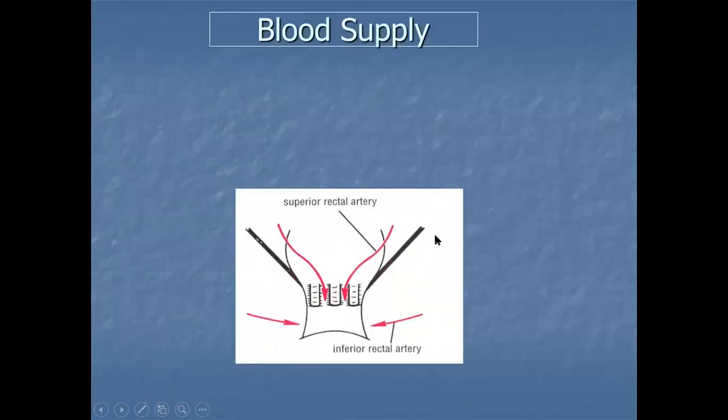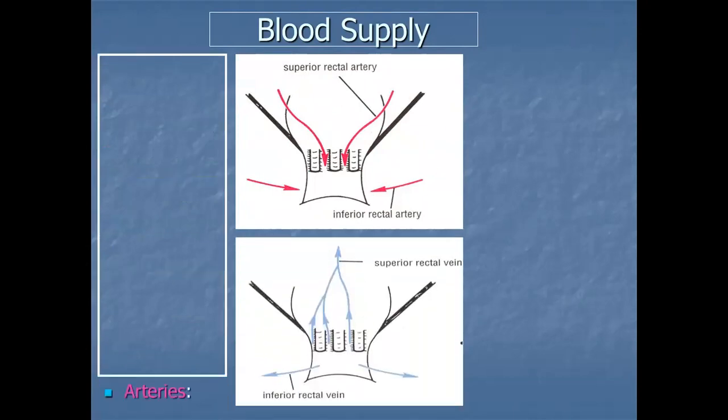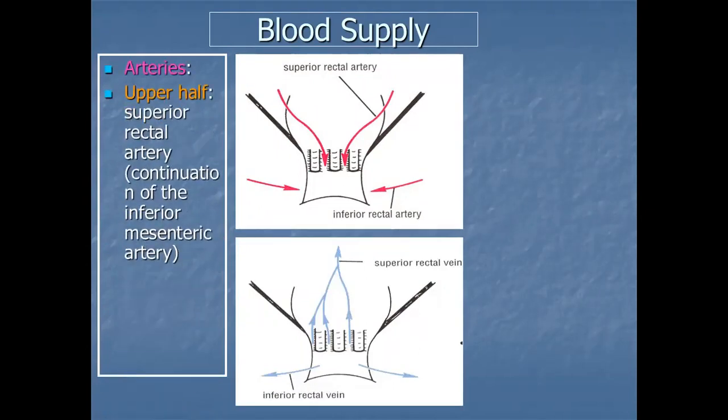Coming to the blood supply. As I said, everything differs above and below this pectinate line. The arteries in the upper half above the line are supplied by the superior rectal artery, which is the continuation of the inferior mesenteric artery, because it is developed from the hindgut. So this is the artery of the hindgut. The lower part is developed from the ectoderm, so it is supplied by the inferior rectal artery. So above is the superior rectal artery, and below the inferior rectal. There is also a middle rectal artery, but from the developmental point of view, these two arteries are supplying.